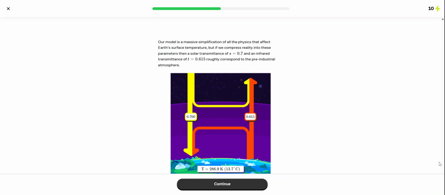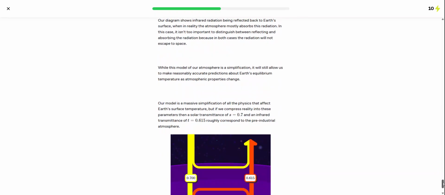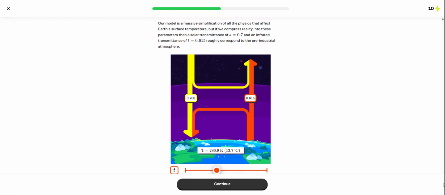Our model is a massive simplification of all the physics that affect Earth's surface temperature. But if we compress reality into these parameters, then a solar transmittance of S equals 0.7 and an infrared transmittance of T equals 0.615 roughly correspond to the pre-industrial atmosphere, with an approximate temperature of 268.9 Kelvin.